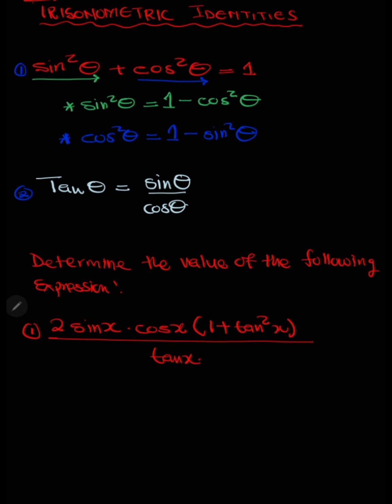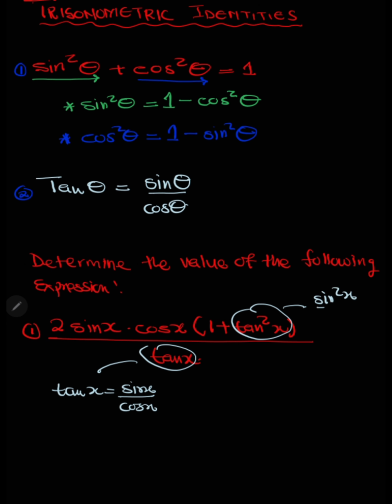Number one, you need to identify the trig identities. For instance, tangent x can be expanded because this is an identity. Don't forget, tangent x can be rewritten as sine x over cos x. What about tangent squared x? It can also be rewritten as sine squared x over cos squared x. Okay, that's the first step.